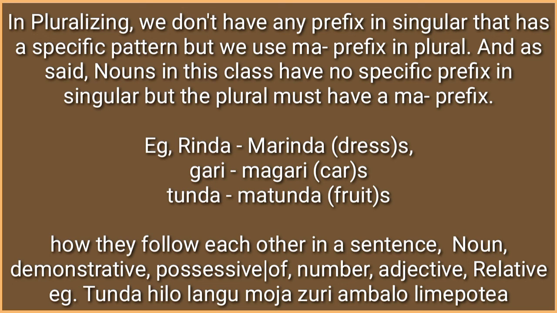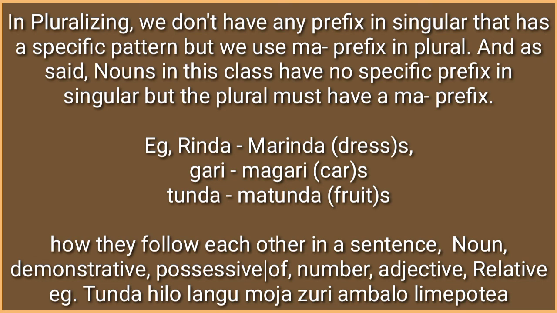You are now here. So for example, the word gari. You know gari is in the Lia noun class. Gari is a car or a vehicle. Gari will become magari. The ma prefix must be there in the plural. But for the singular, the prefix is not there. It doesn't have a specific pattern. As long as a noun has ma in its plural, it might belong to the Lia noun class.